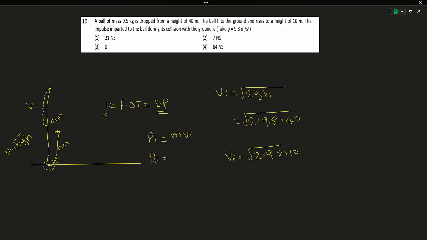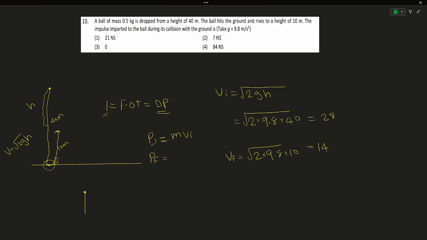So what will be the exact value? 2 into 9.8 into 40 will be 28. And the final velocity will be root of 2 into 9.8 into 10, that is 14. And we are taking momentum, and we know that momentum is a vector quantity.